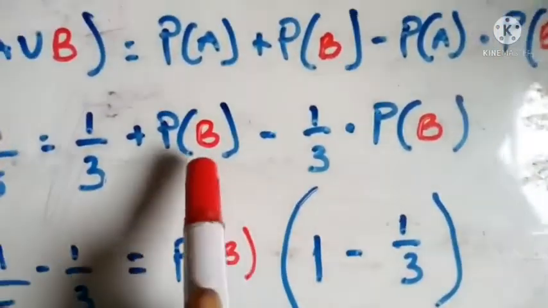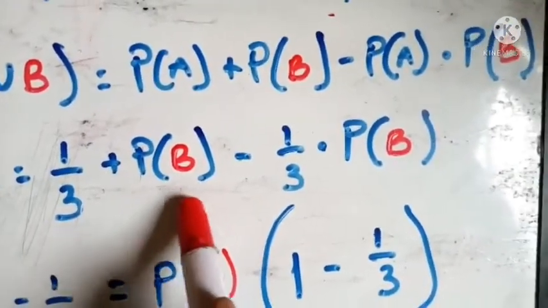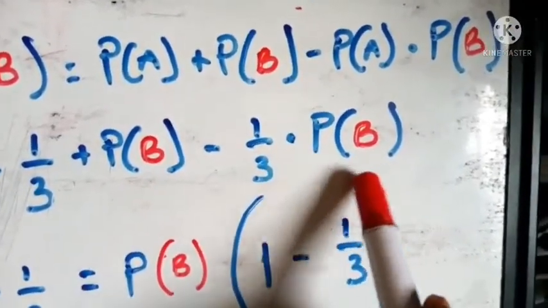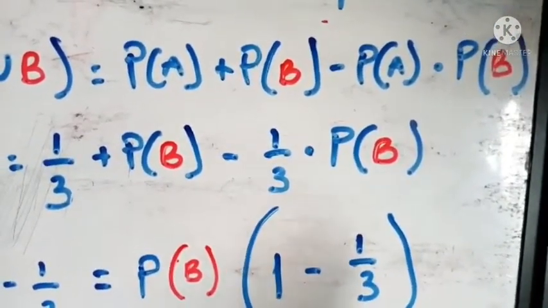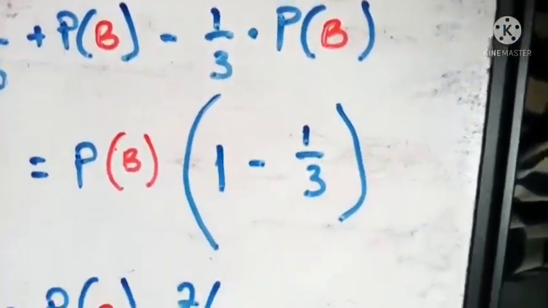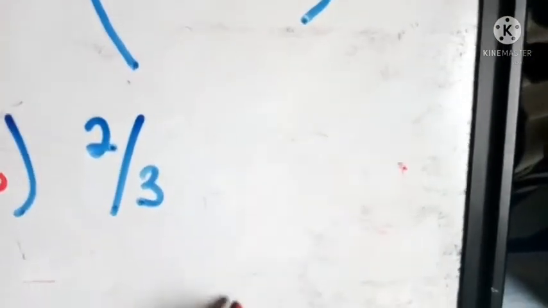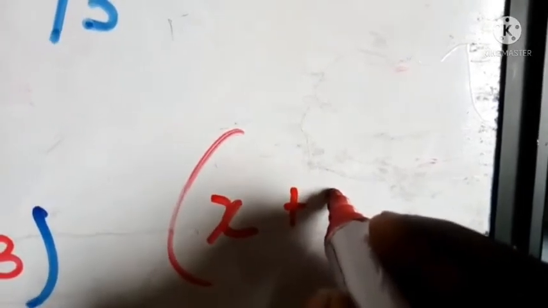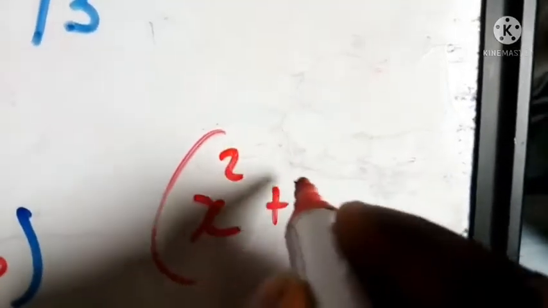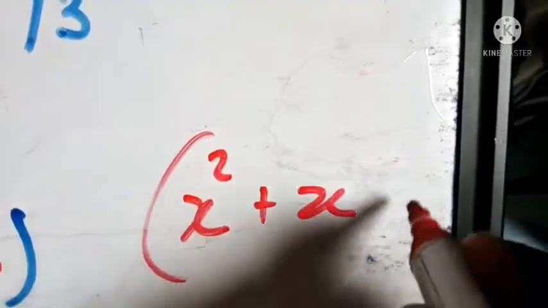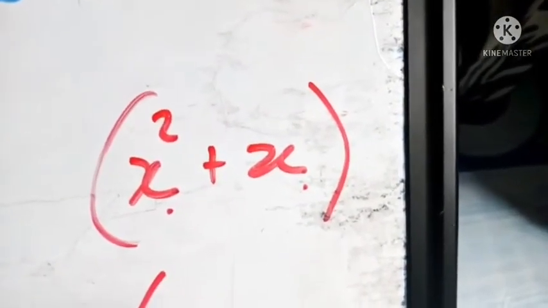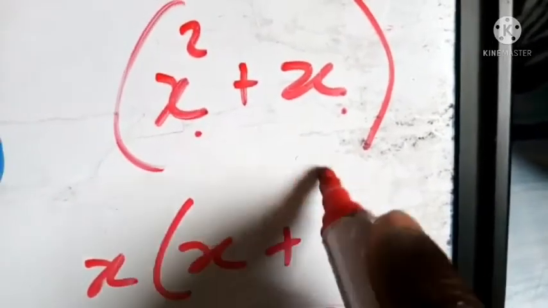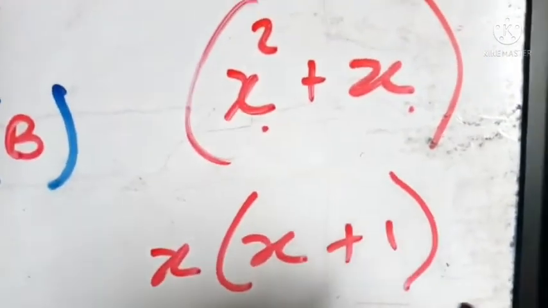So I have a P of B here as well as a P of B here. So why don't I factor one of them out? Is that okay? This is just similar to something like, let's say x squared plus x, right? So I just need to factor one out, so we're left with the x plus 1, right? Can you see? So this is just a factorization.